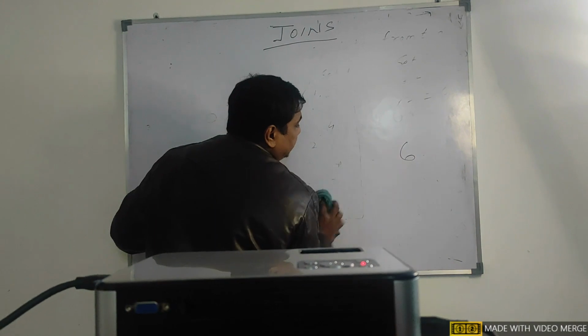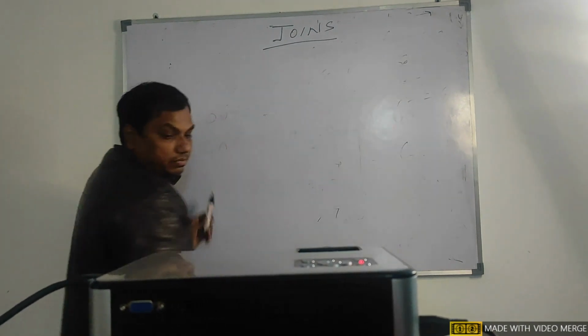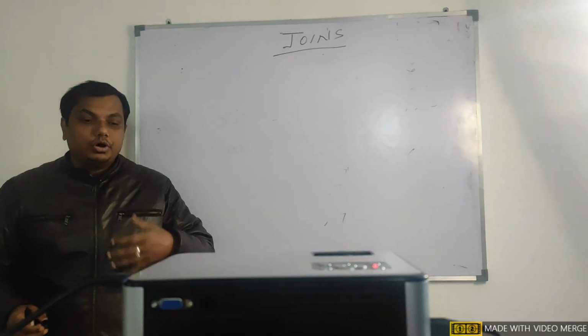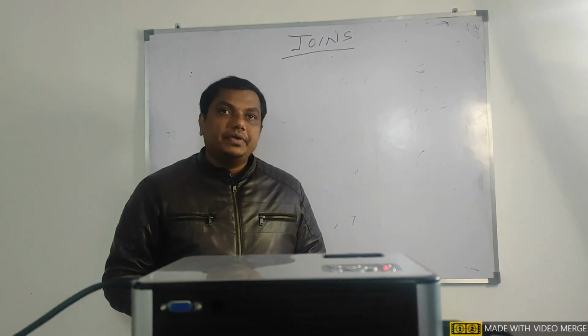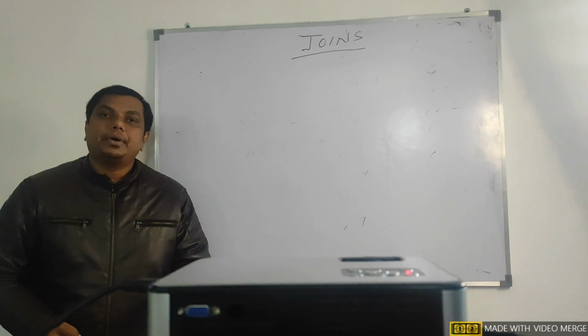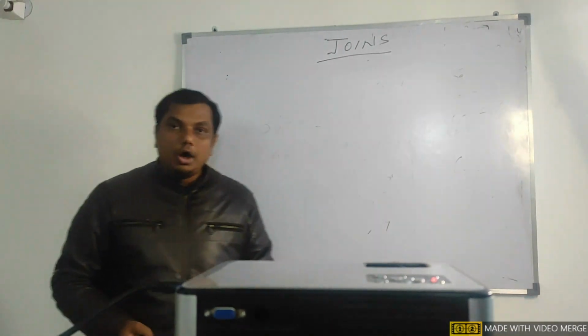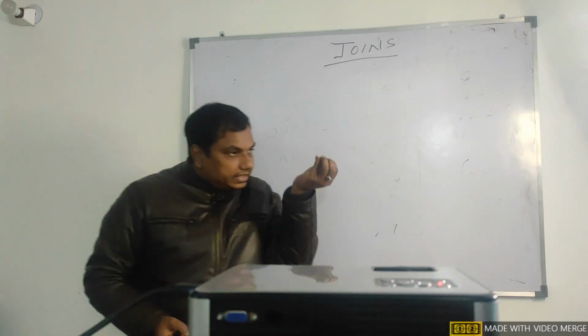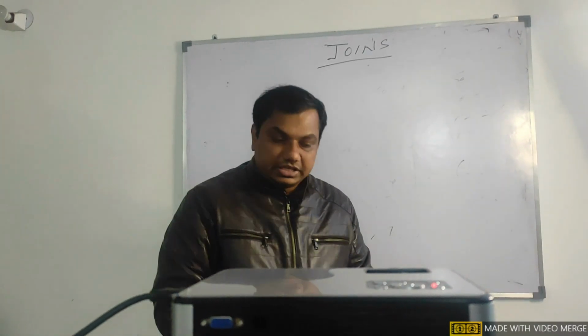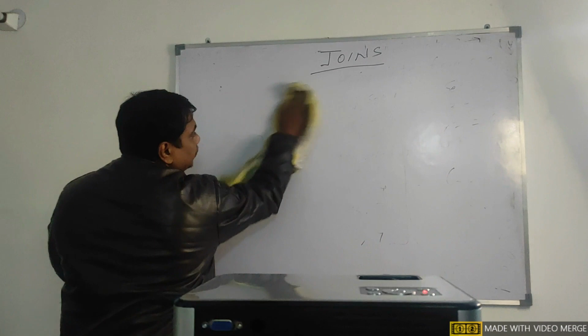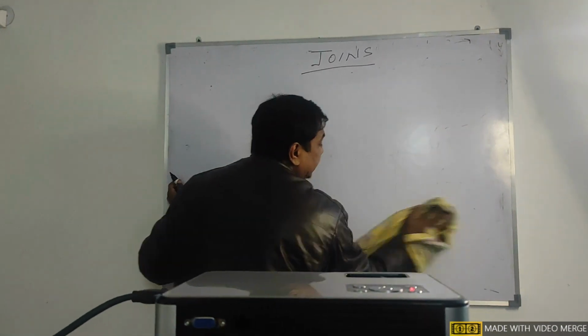Now when we say join is a method to retrieve data from 2 or more tables, the question comes, how will this join happen? This join will happen based on a common column. Common column means the data in those 2 tables should be the same. The column name can be different. Let me illustrate with an example.